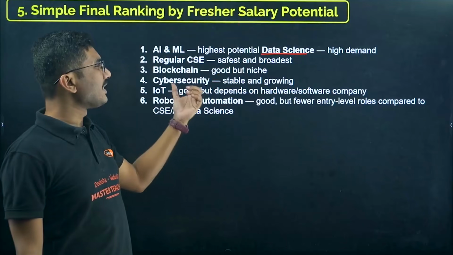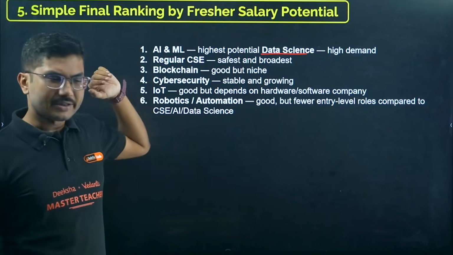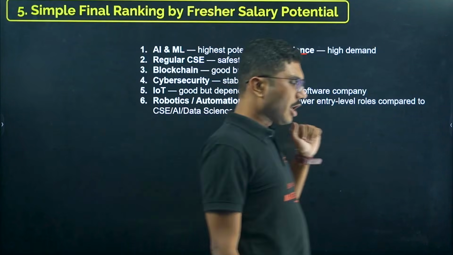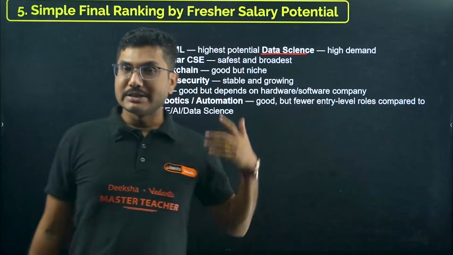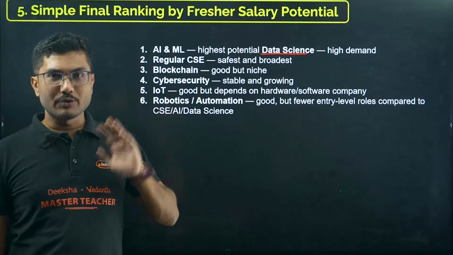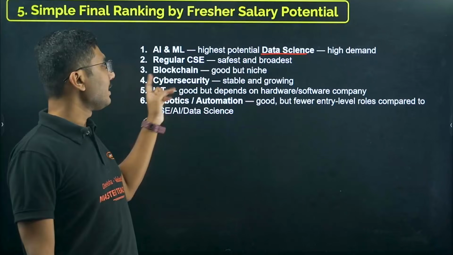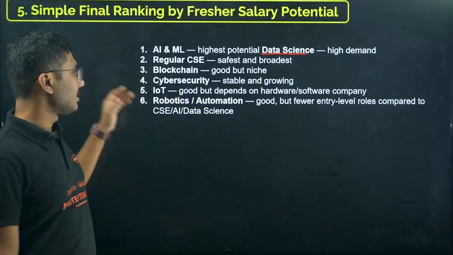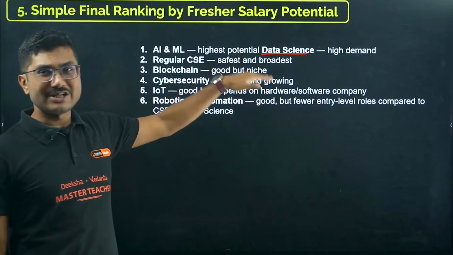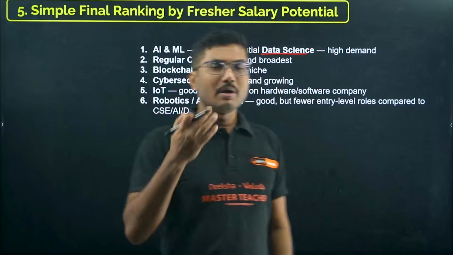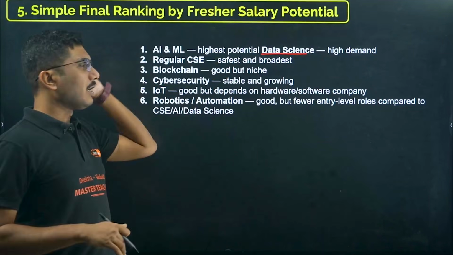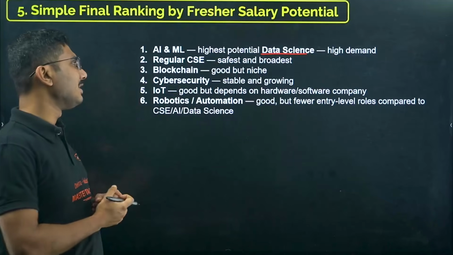Next, regular CSE, safest. It is the safest bet if you don't want to think too much about what you should do if AI jobs decrease in future. So if you want the safest bet, then regular CSE. Third is blockchain, good but niche. Niche means demand is not very high. It is a good prospect in terms of salary, but not very high in demand.